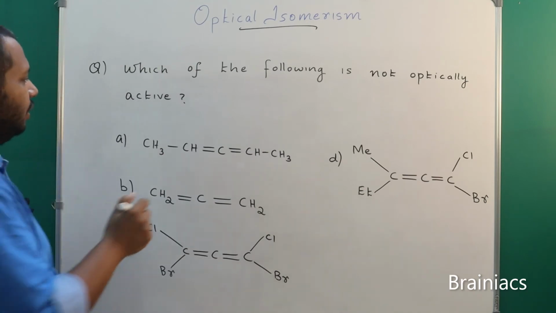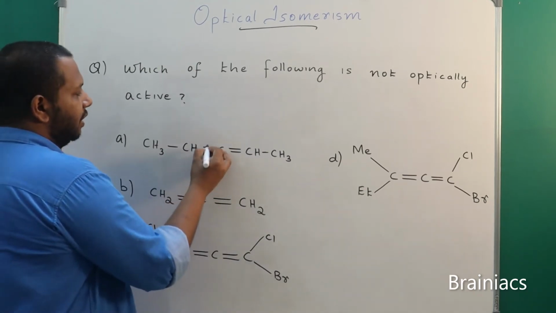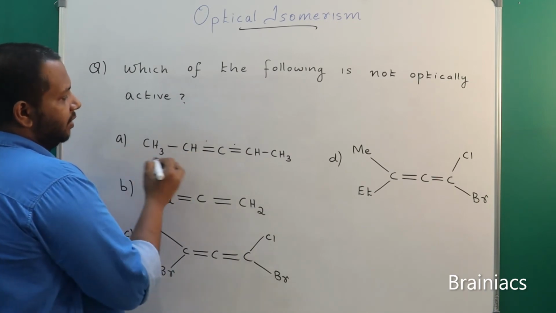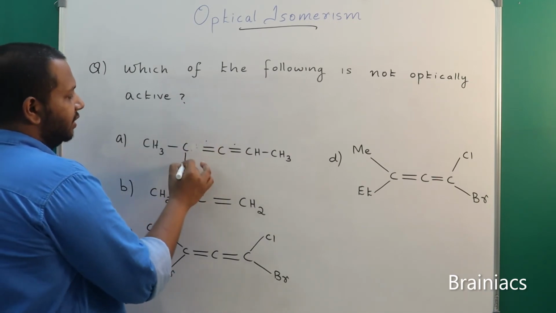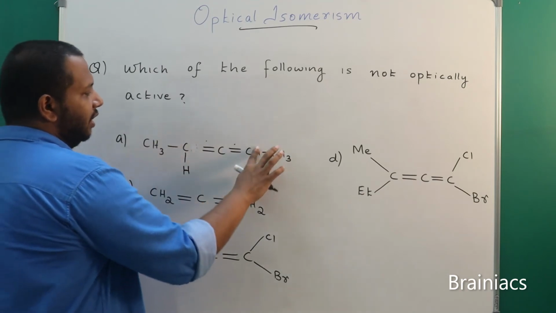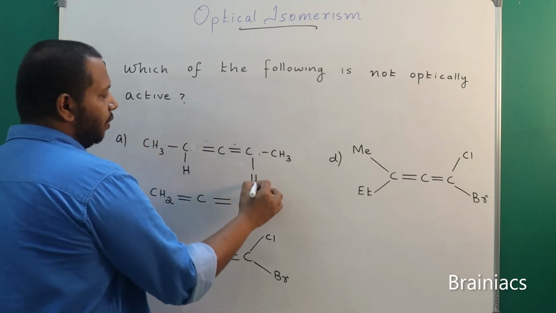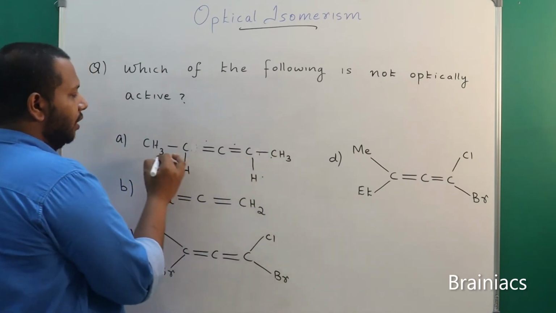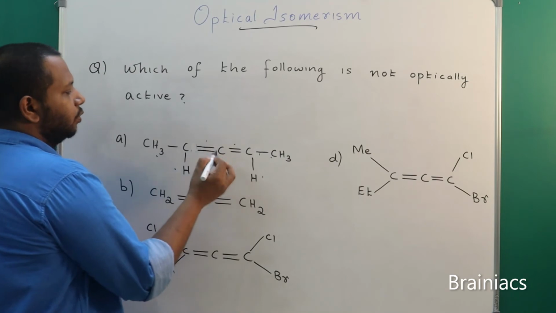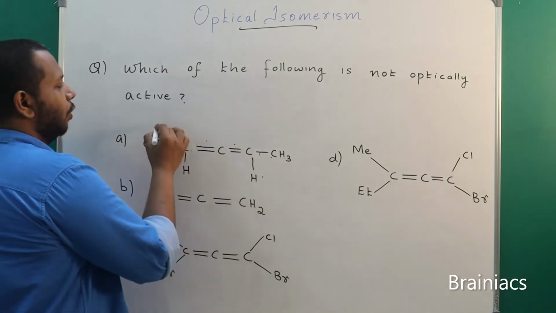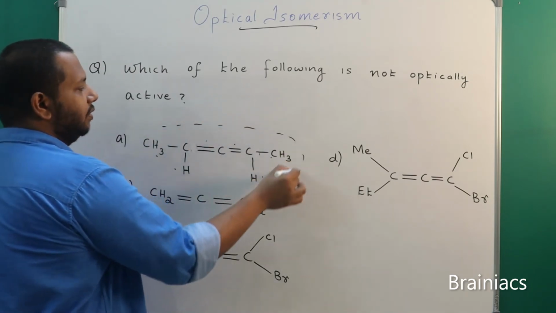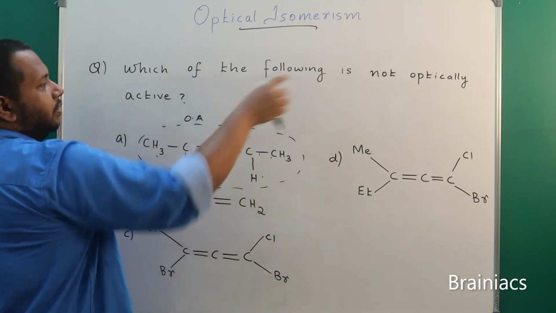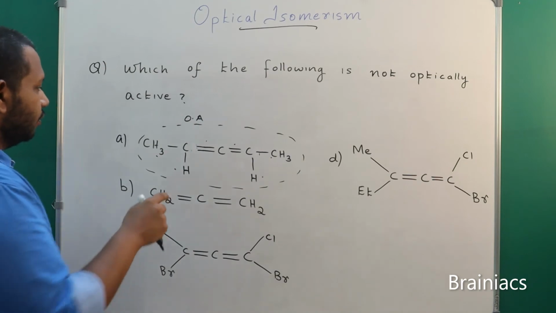Now first we are looking here, there are an even number of double bonds. When I look at this carbon atom, I can see there is one hydrogen atom and one CH3. Here also one hydrogen atom and one CH3. Both are substituted differently. Here CH3 and H are not equal. So we can say this is optically active in nature. This compound is optically active, OA. The question asks for not optically active. Let's go to the next question.